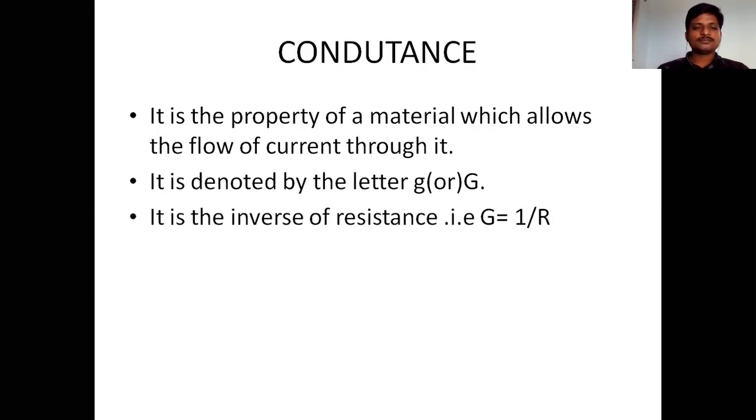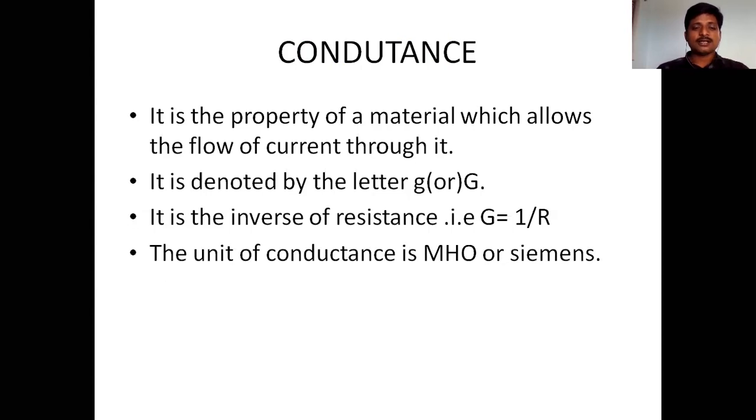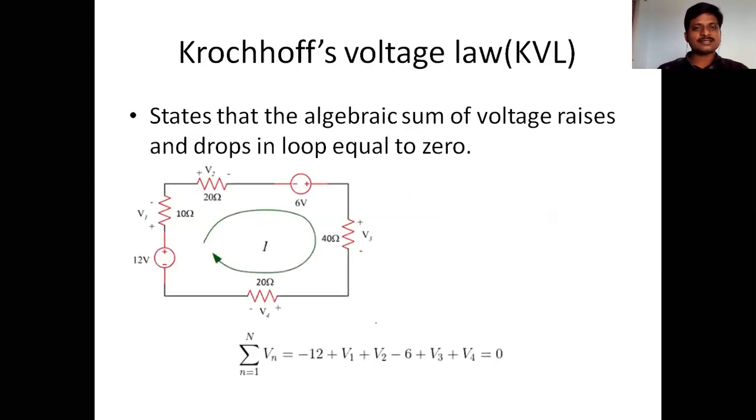Mathematically speaking, G is equal to 1 by R. So G is the inverse of resistance, as you can see on the screen. And the unit of conductance is mho. Mho is the inverted symbol of omega, or you can express it in Siemens.